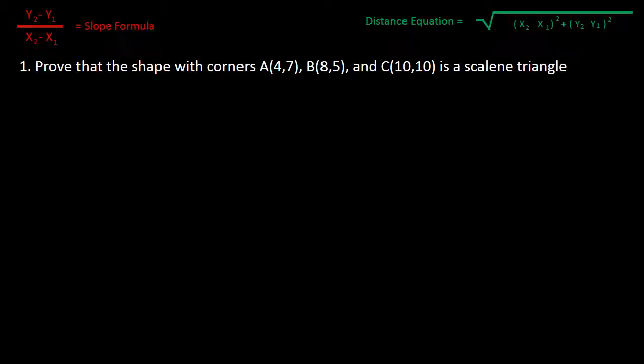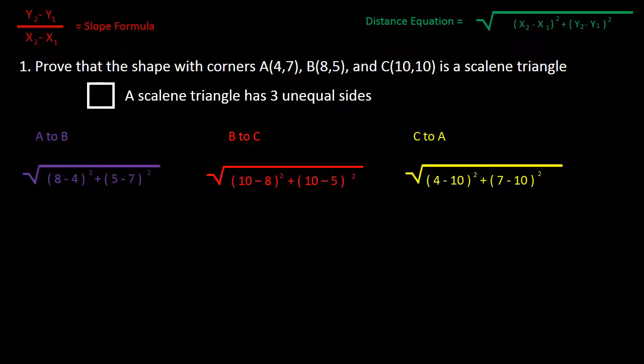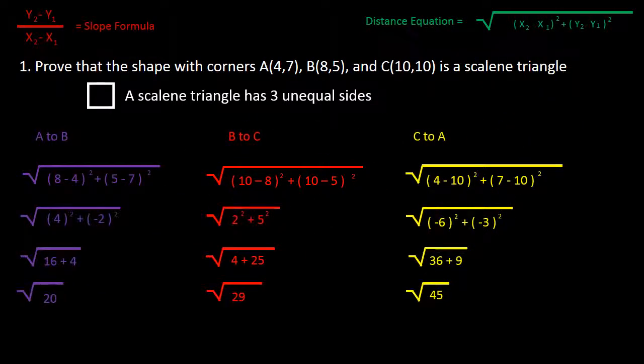On the screen, you will notice the equation from earlier for slope and distance. These will be left there for reference. For question 1, we will prove that shape ABC is a scalene triangle. We know that in order for it to be a scalene triangle, it must have three unequal sides. So we will use the distance equation for each line to determine, obviously, the distance between 2 points. This will tell us whether or not the triangle is scalene.